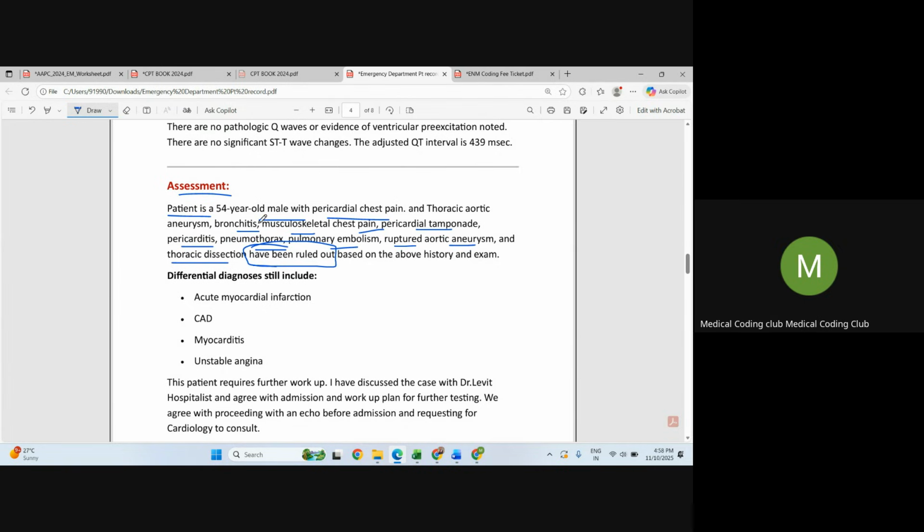So the meaning is, you have to consider the patient is having pericardial chest pain, a single problem, but the rest of the problems he has given here are already ruled out. Not detected. By seeing these problems, do not think he has all of them. Somewhere here they have mentioned they have been ruled out. Ruled out means you cannot consider those as a final diagnosis.